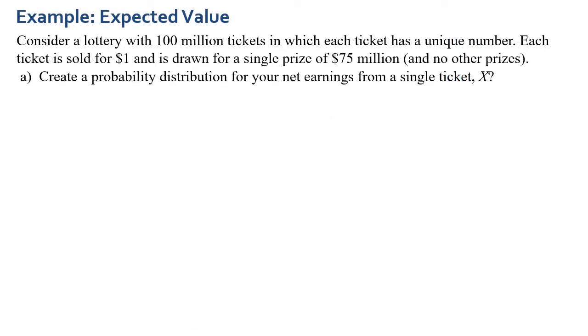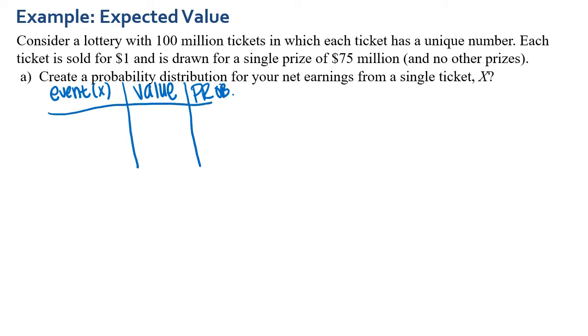All right, let's look at a lottery problem. Consider a lottery with 100 million tickets in which each ticket has a unique number. Each ticket is sold for $1 and is drawn for a single prize of $75 million, and there's no other prizes. Create a probability distribution for your net earnings from a single ticket X. Okay, so we'll call this event the ticket, then the value of that event, and then the probability of that event.